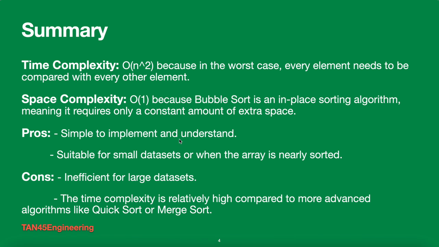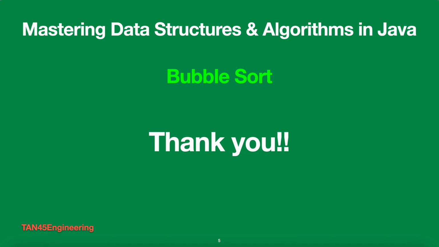Pros: simple to implement and understand, suitable for small data sets or when the array is nearly sorted. Cons: it is inefficient for large data sets because the time complexity is O of n square. That is not very good. We do have algorithms in O of n log n time complexity. The time complexity is relatively high compared to more advanced algorithms like quicksort and merge sort. Okay. So I hope bubble sort was clear to everyone.